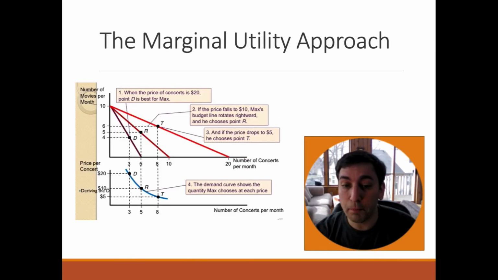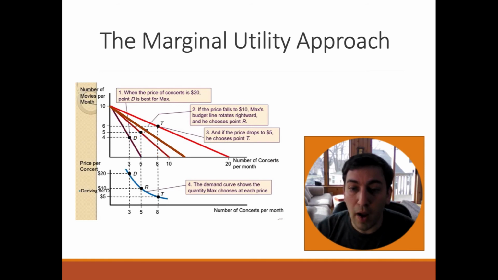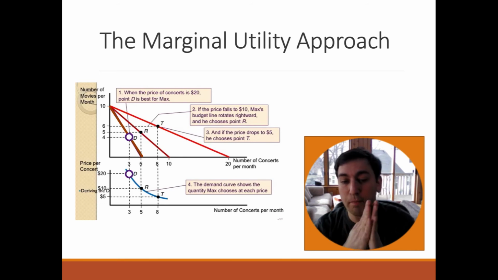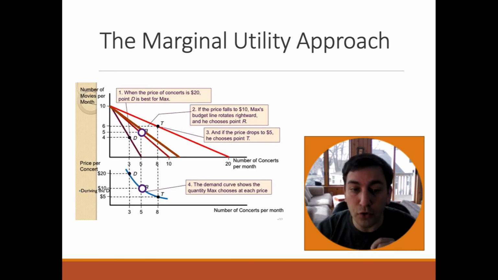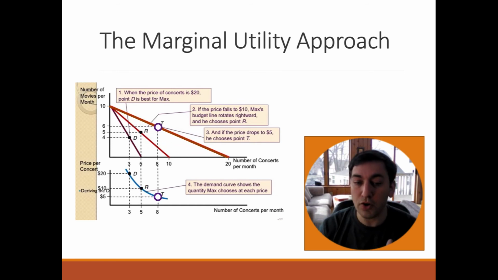We could also start to plot out what the demand curve looks like for relative prices. So here, the price of concerts is getting cheaper. If the price of concerts is getting cheaper, it's pivoting out. As the price falls, you could see how many concerts are being purchased. What does that show us? That shows us the law of demand.